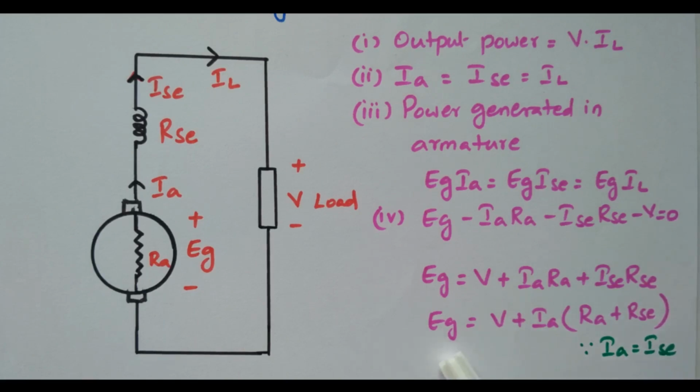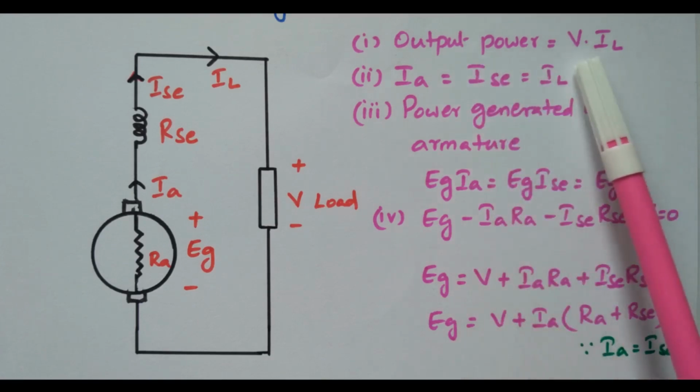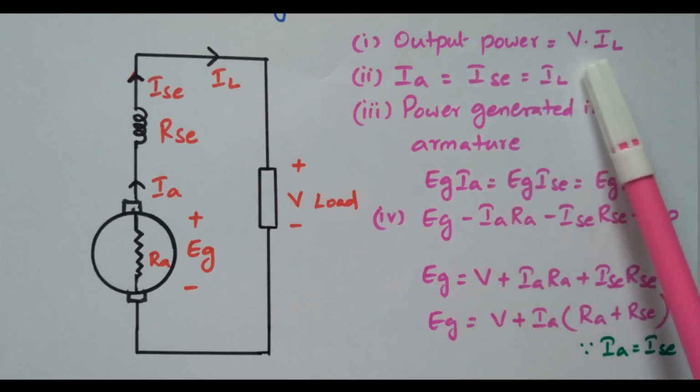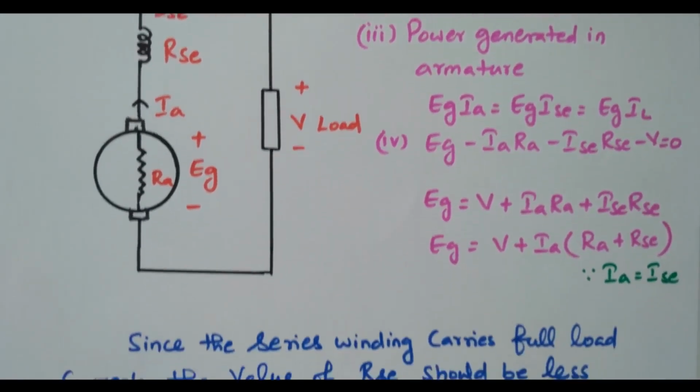So the generated voltage is equal to the terminal voltage plus the drop across the armature as well as the field. Right? Some of the voltage will be dropped, and the balance will be available at the load terminal. So the remaining term is the output power, if you consider V into IL, the terminal voltage into load current. Right? Now we'll see the further detail.